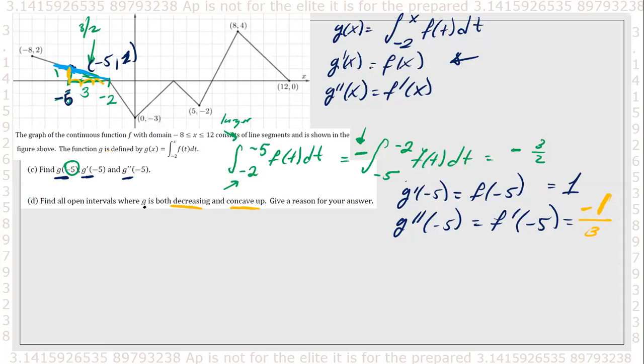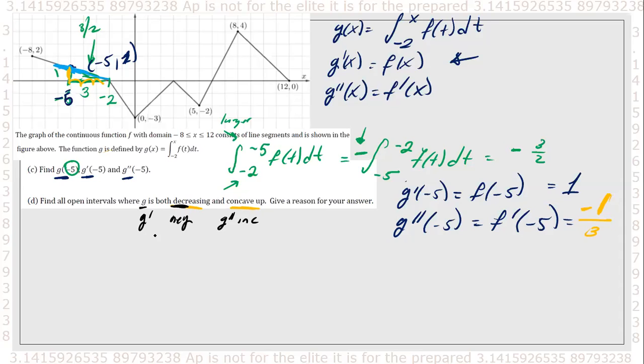So when G is decreasing, what do you think of automatically? You need to find out what's happening to this right here. When something is decreasing, that means its derivative is negative. And it's concave up, that means its second derivative is increasing. The rate of change is increasing. Or should I be writing it in F?